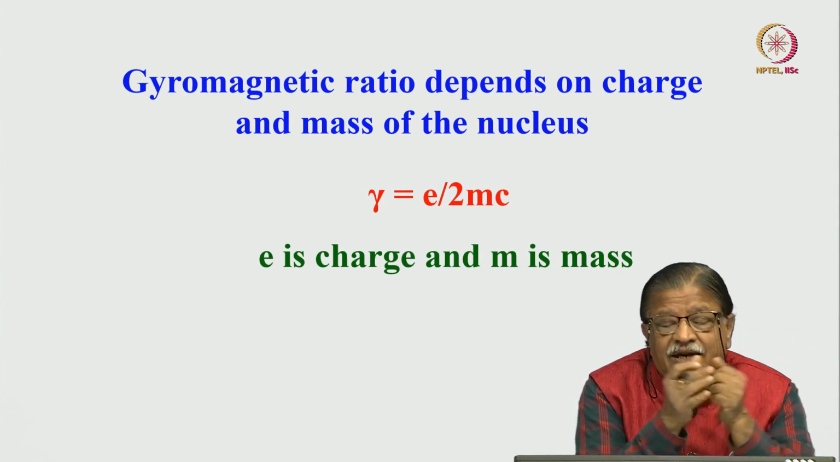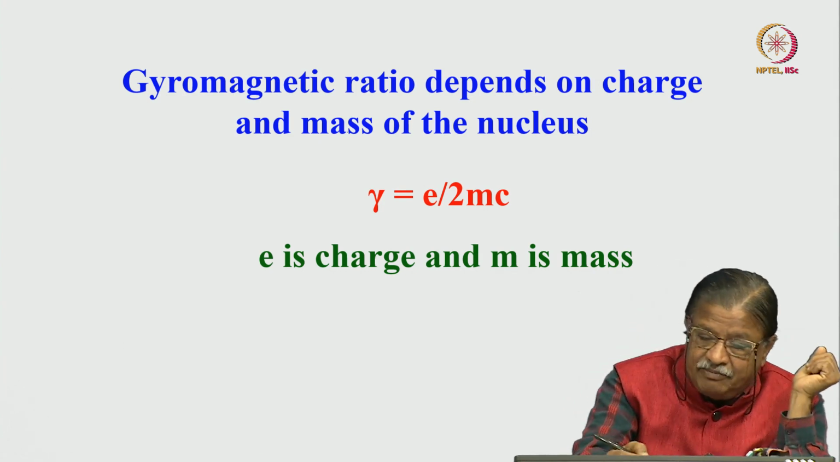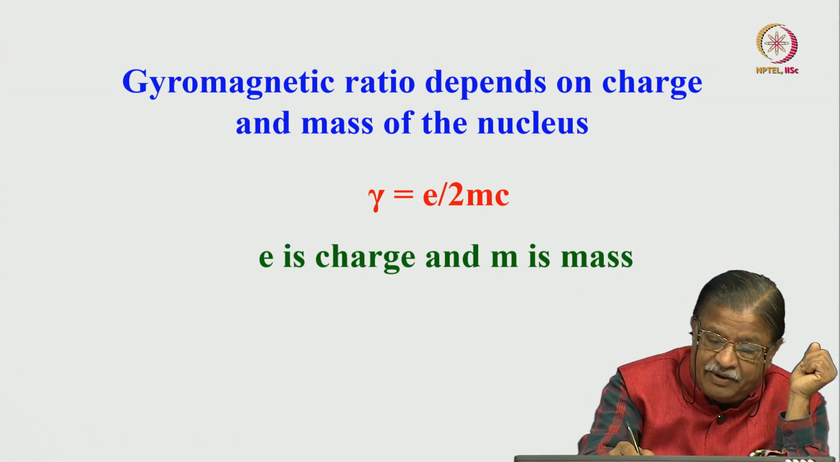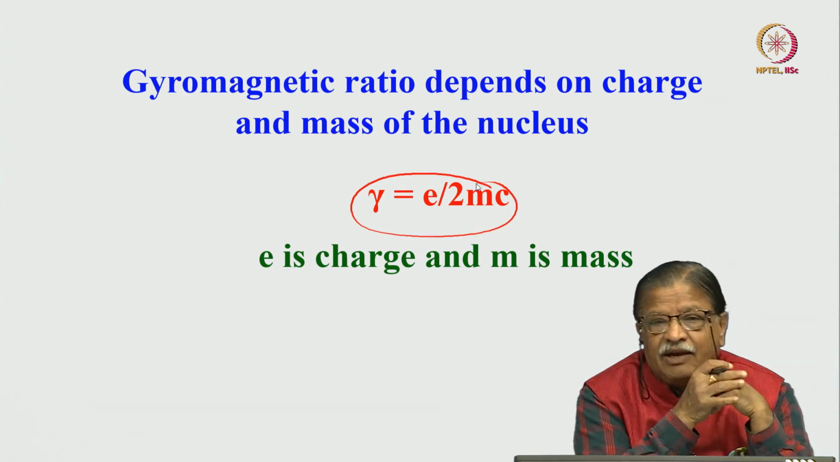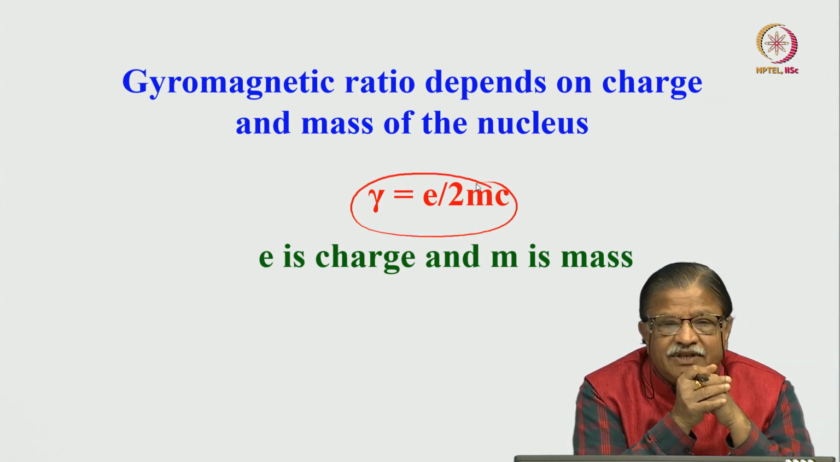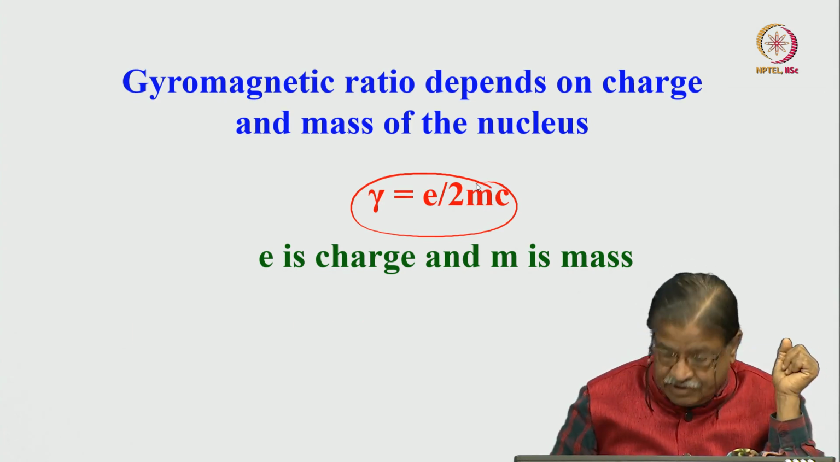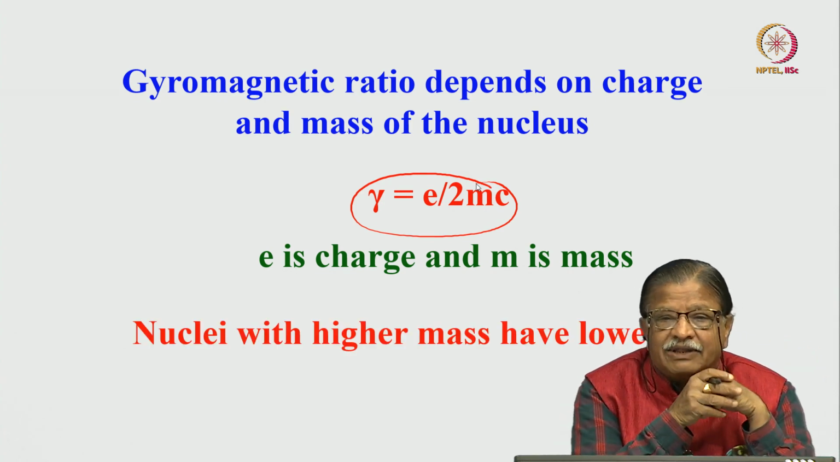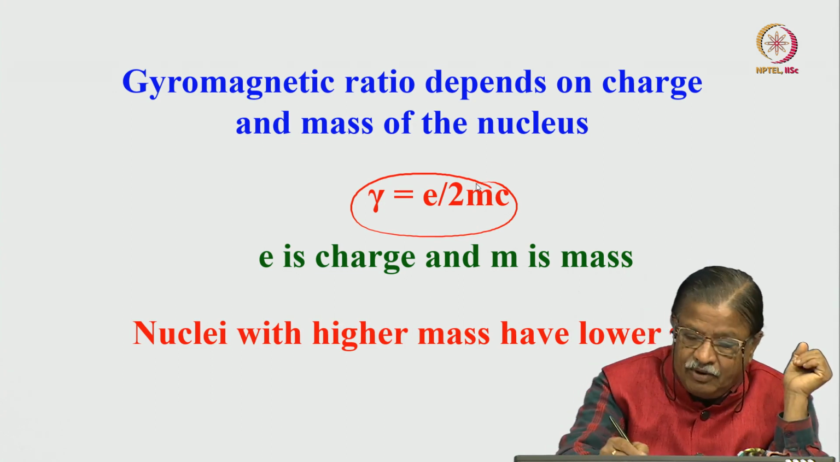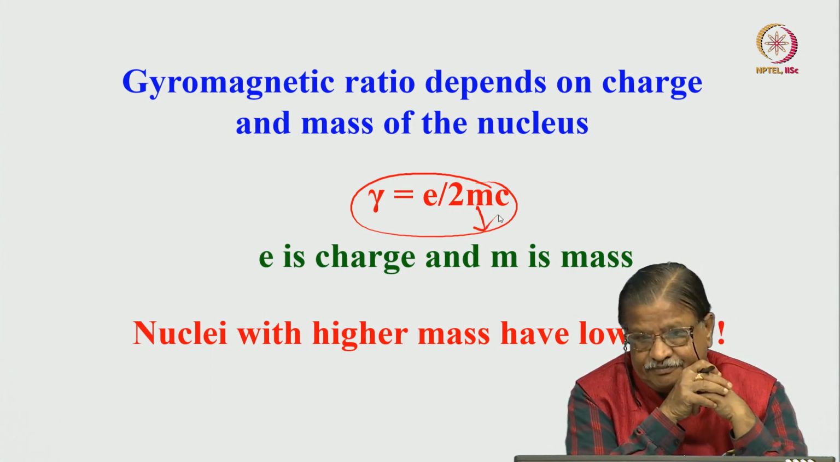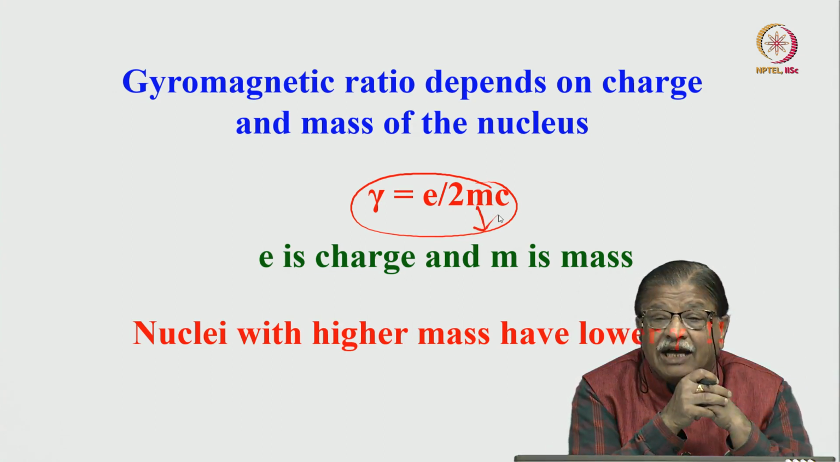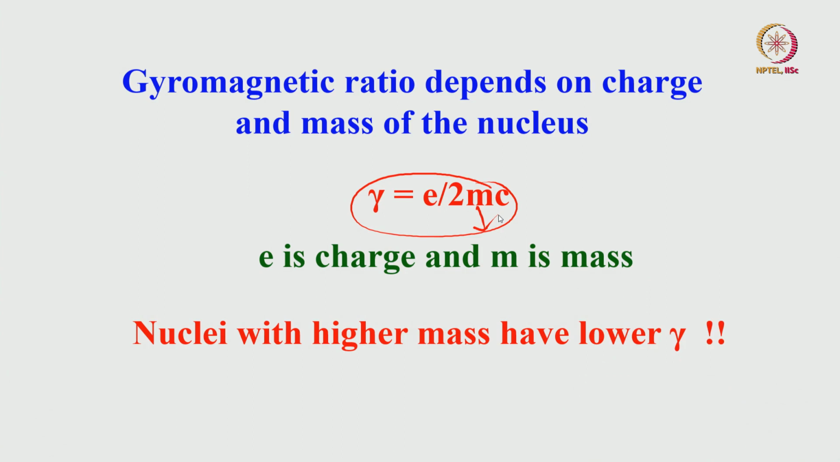This can also be worked out, and gamma is given by a simple equation: gamma is equal to e over 2mc, where e is the charge, m is the mass, and c is the velocity of light, we know. Nuclei with higher mass have lower gamma. Look at this, mass is in the denominator. That means as you go to higher and higher, heavier isotopes, gamma becomes smaller and smaller.